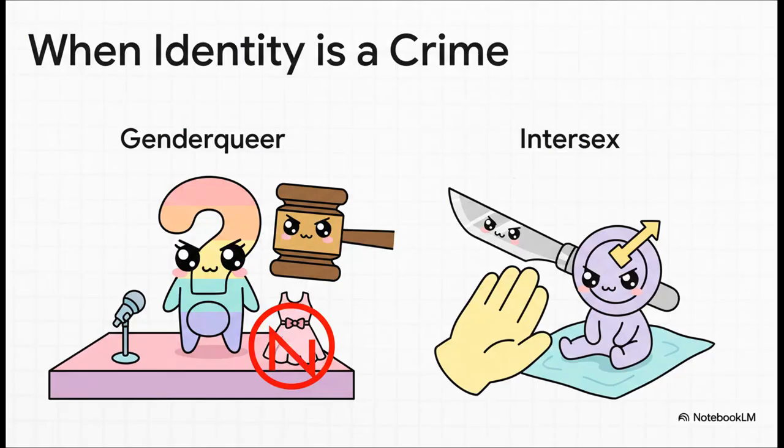And this kind of legislative targeting is happening right now. Genderqueer people who embrace genders outside the norm are often the direct targets of so-called anti-drag laws, which are written so broadly they can criminalize gender impersonation. And then you have intersex people, those born with variations in their sex characteristics, who have fought for decades against the historical practice of doctors performing non-consensual surgeries on them as infants, all to make them fit a binary box.